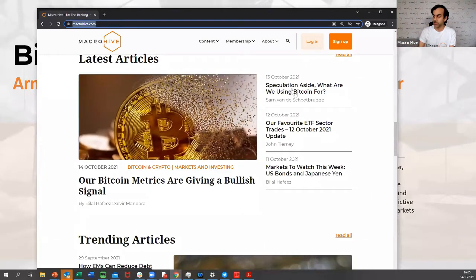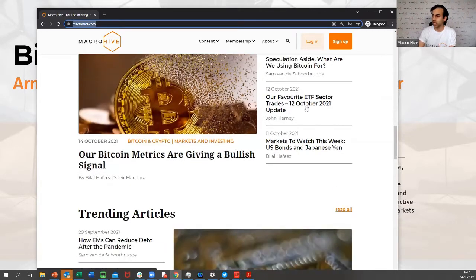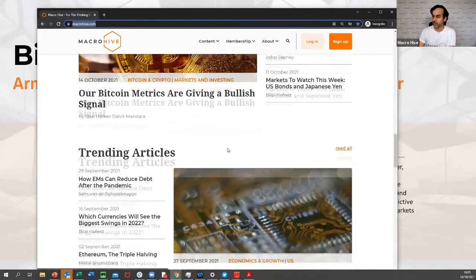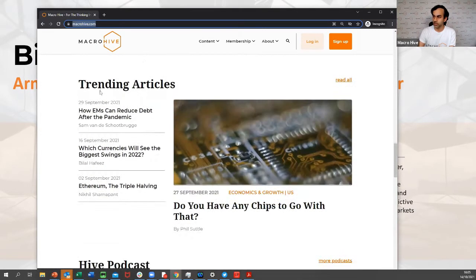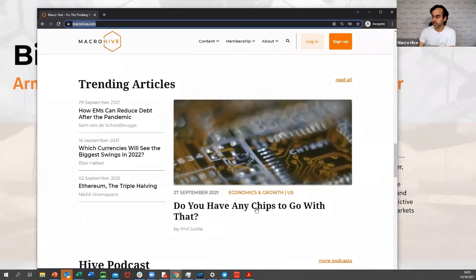We have another piece we published recently, which looks at some of the academic work on what people use Bitcoin for. Turns out it's not just for speculation. We have a piece here that looks at which ETFs you should invest in, climate change, energy, and so on. Here we look at bonds. And then we feature some trending articles here looking at EM, here looking at currencies, this looking at semiconductors.